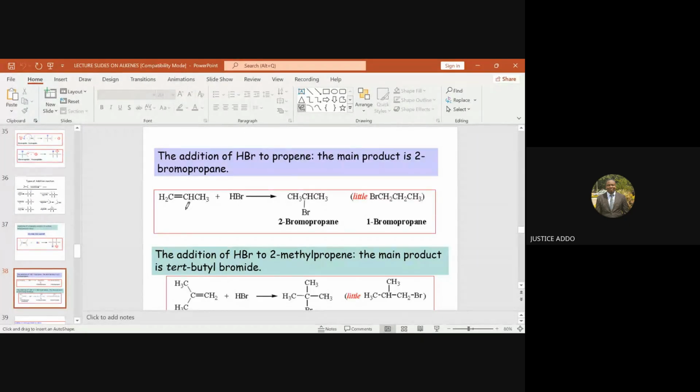Now, if you do the reverse or the opposite, that is, if you don't follow Markovnikov's rule, but you decide that the hydrogen from the acid should go to the carbon with fewer hydrogens, that's here, so the halogen comes here, that gives you this product. And a little of that product gets formed.